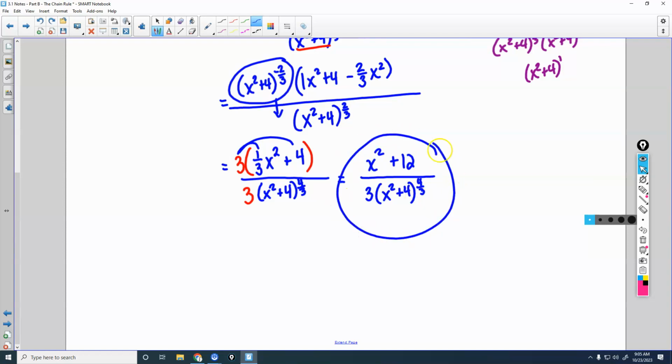And this is probably where you're going to see them leave it. They might do something like change that 4/3 back to a root. But probably right there is where you're going to see them leave it. It would look like this: x squared plus 12 over 3 times, the denominator, the bottom of the fraction, is the root, so that goes out here, and then you'd have (x squared plus 4) to the 4th power, like that. So you might see them write it like that also. Okay, questions?